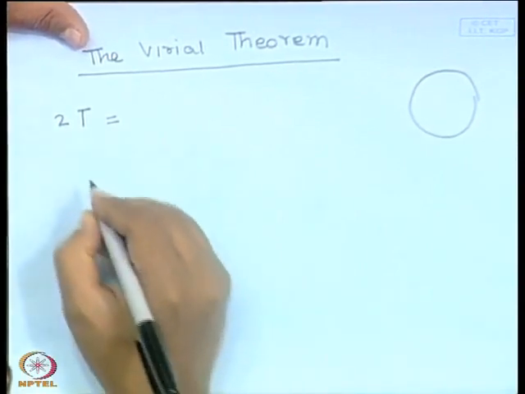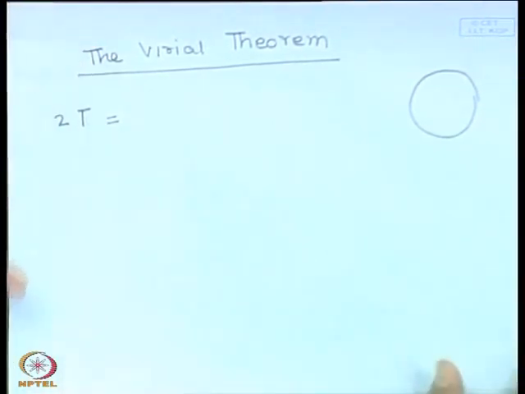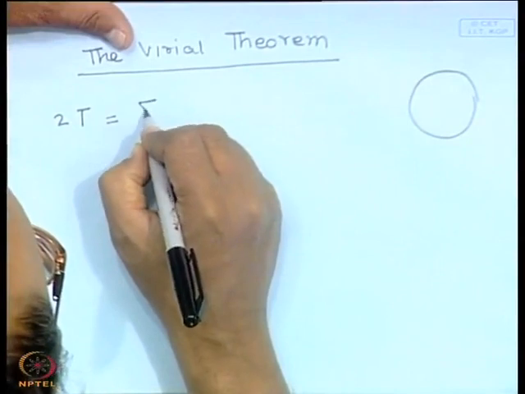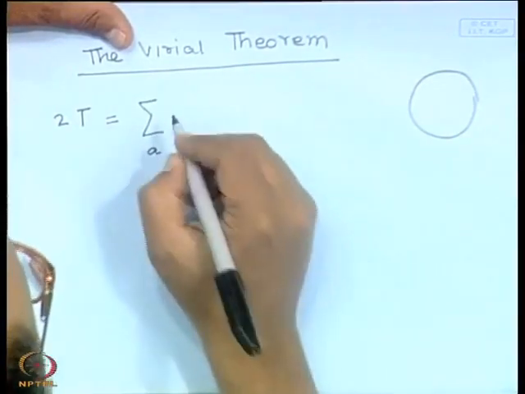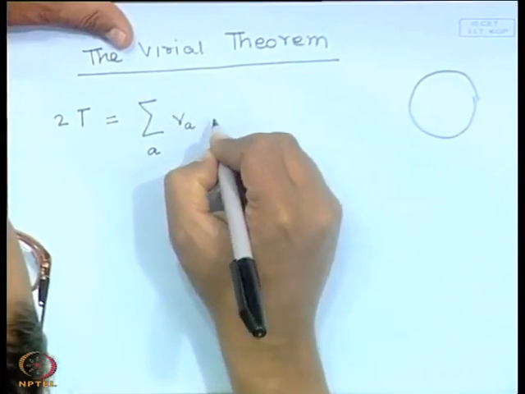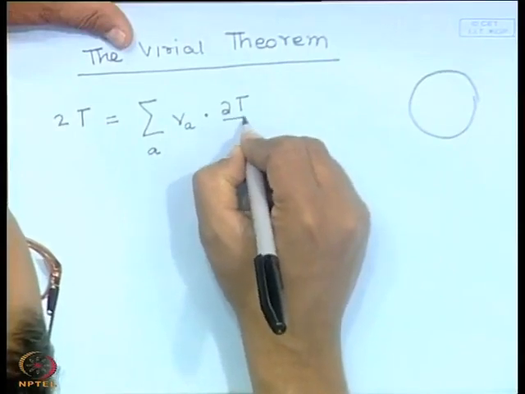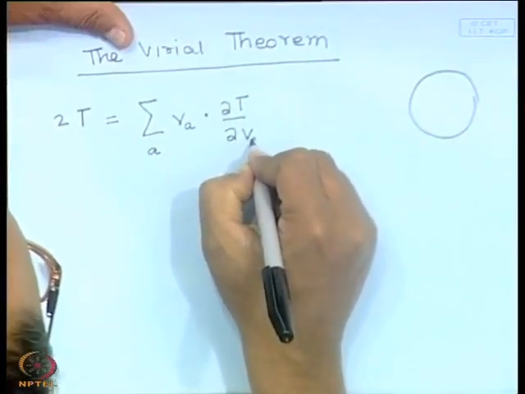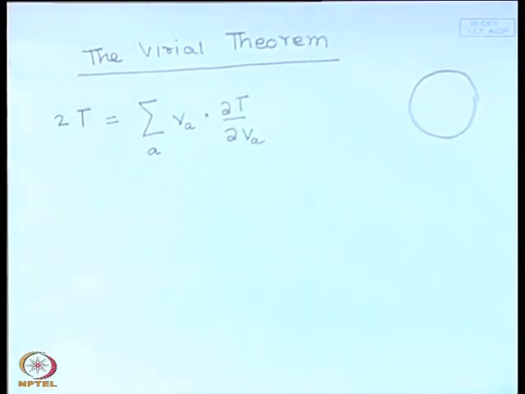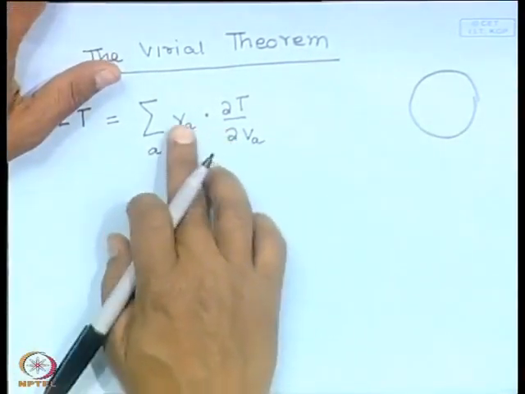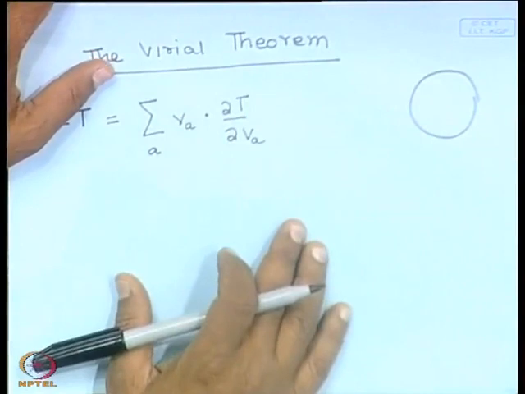We know that the kinetic energy is half mv squared. So this can be written as the sum over A of v_A dot del T by del v_A, where the system that we are considering may have many particles and these are labeled by A, and the v's are vectors. By this derivative there is a dot product here, so you have to differentiate with respect to different components. I am using some very short notation.